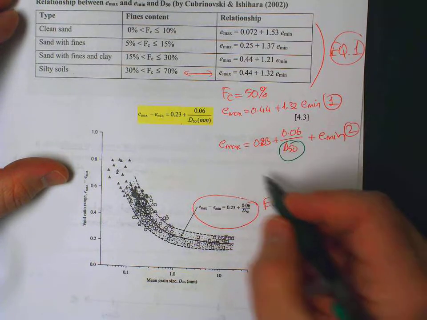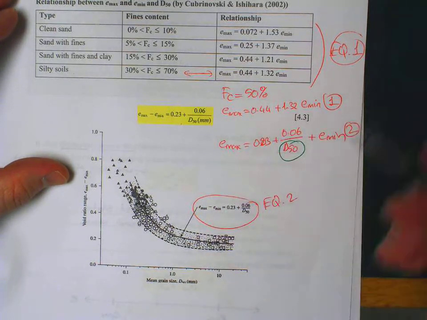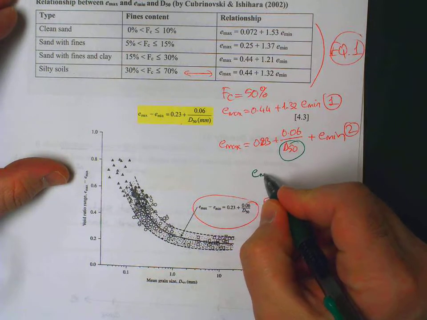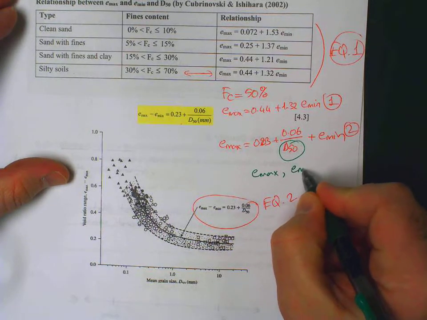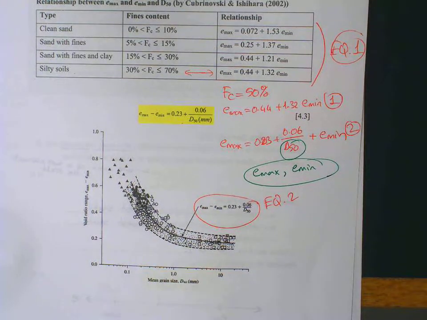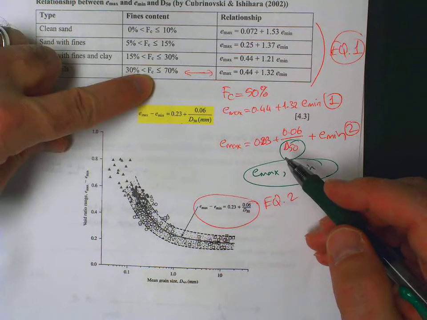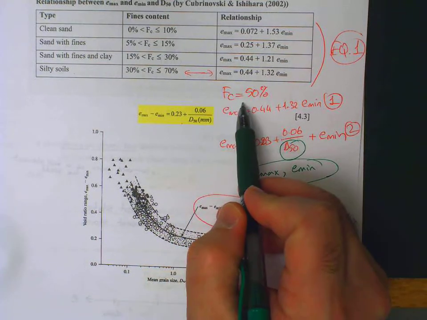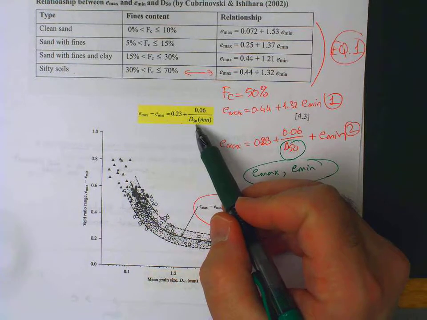From this, you have 2 equations and 2 unknowns, which are E max and E min. You can solve for them. These 2 unknowns can be estimated essentially by knowing the grain size distribution curve. So all you need is the grain size. If you have the grain size distribution curve, you know what F is, and you also know what D50 is.